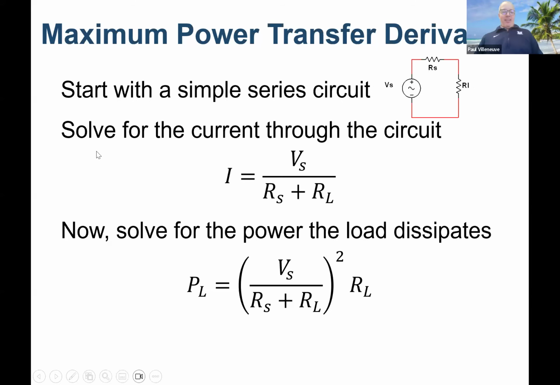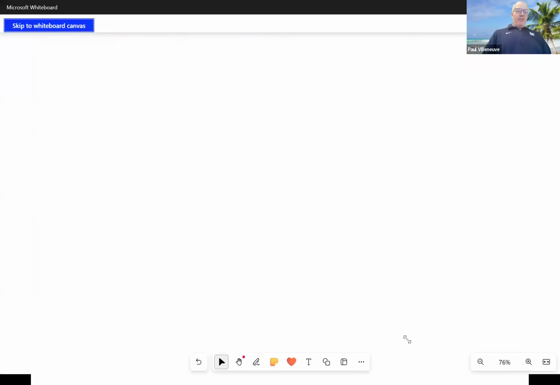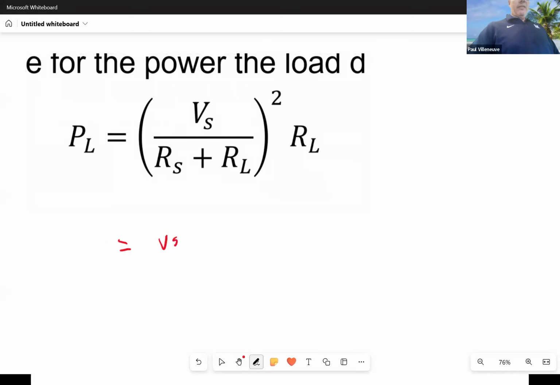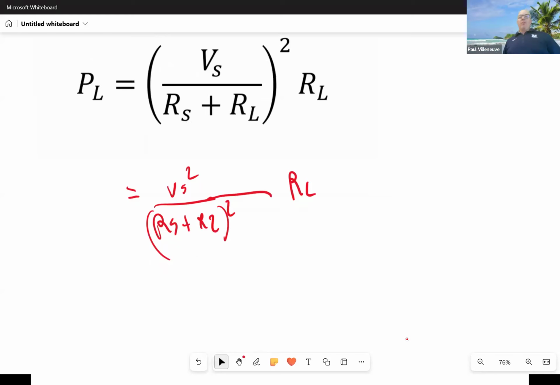All right, let's do it this way then. Let's bring it over to the whiteboard. And we can see that that's going to be equal to VS squared over RS plus RL squared times RL. How about that, right? Take one of the terms away. Now, let's just look at this equation. I want to solve for when PL is at its maximum. How do you know when PL is at its maximum? Or minimum. I gave you a big hint.